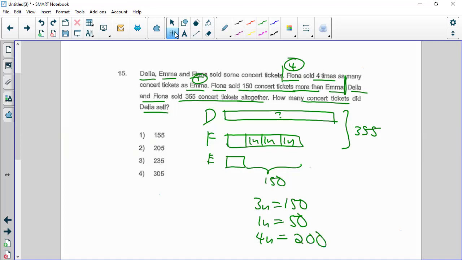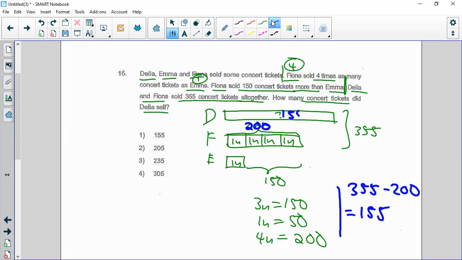Whatever numbers you have found, add on to your model, so that your model looks more clear. Mr. is telling you, any numbers you found, just put inside, and then it becomes clearer and clearer. And now you can find the question mark. How do you find the question mark? You take 355 minus 200, and you get 155. So Della has how many? Della has 155.